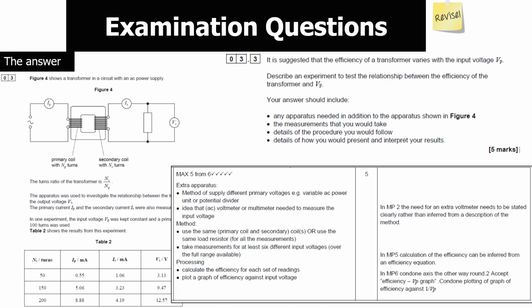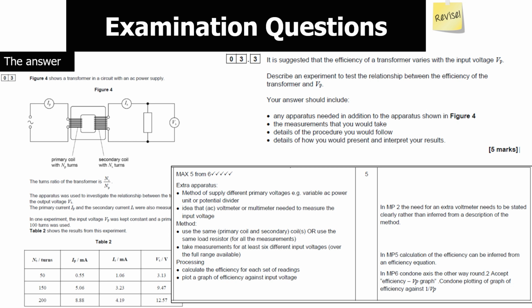So any apparatus you would need would be a method of varying your primary voltage. You get different values, so you could either use a potential divider, you could use a rheostat, or you can have a variable power supply. And you'll need a voltmeter or a multimeter to measure that input voltage, because we haven't done that yet, because we only got Vs, we haven't got Vp.